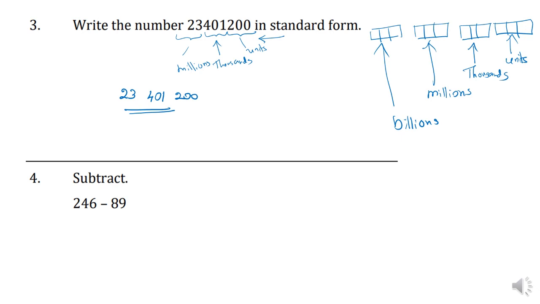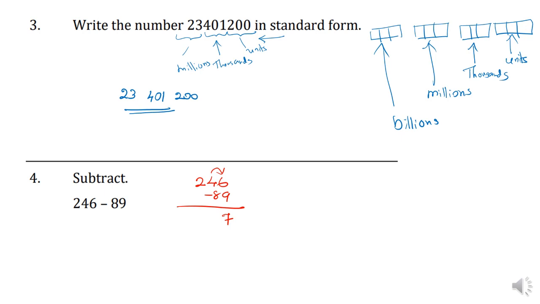Okay, let's go to this fourth question. In this question, you have to subtract. This is a kind of subtraction. 246 minus 89. And this is so simple, 6 minus 9 is not possible. So you take 1 from here, then it is going to be 16. 16 minus 9 is 7. So this one was 4 and now this is 3, right? Because you took 1 from this 4.